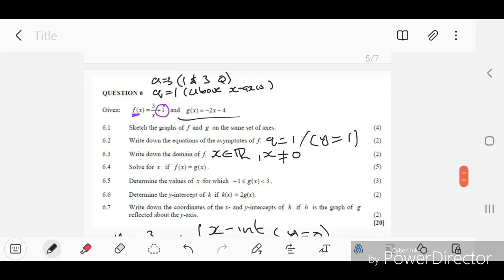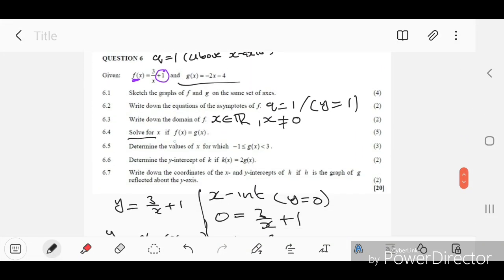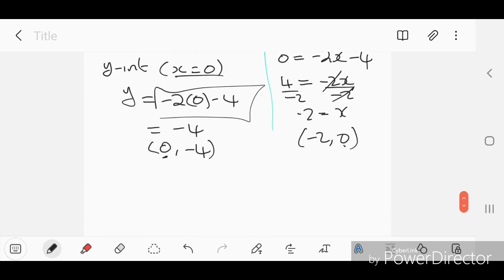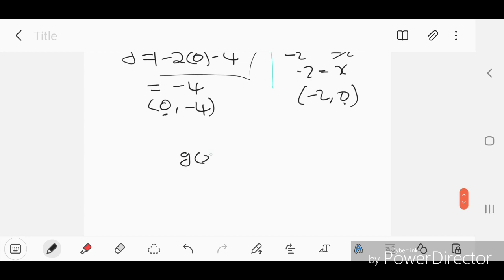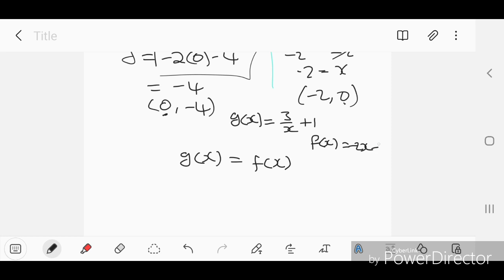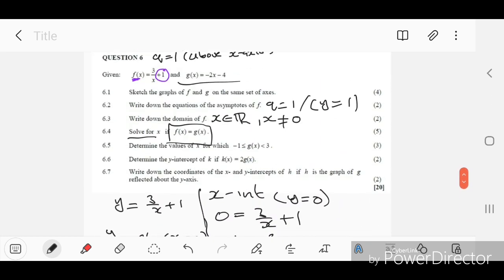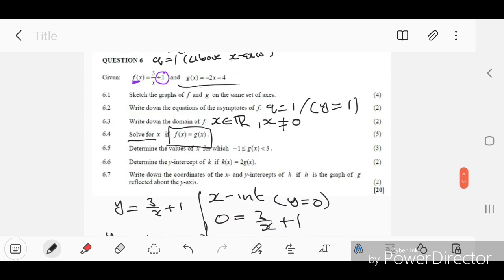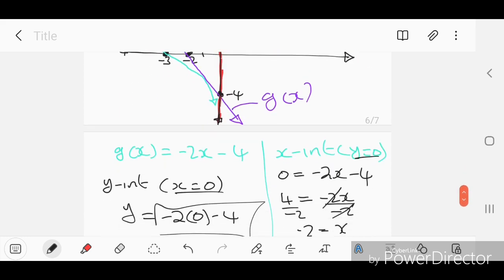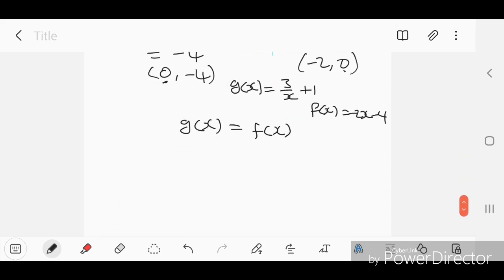So 6.4, they are saying solve for x if this is the case. So they are saying g of x must be equal to f of x, and my g of x equals 3 over x plus 1, and my f of x equals minus 2x minus 4. Let me just double check. 3 over x plus 1, minus 2x minus 4. So I'm correct. So they are saying solve for x if the two are equal.